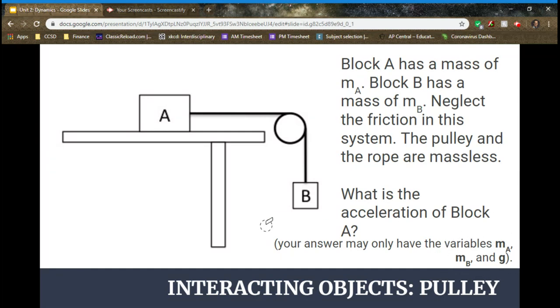That's it. So I want you to pause the video, use those 5 steps, see what answer you can come up with. Here's my hint. B and A are different objects, so there are different force diagrams. Be careful how you set those up. All right, so pause the video, see what you can come up with, and when you're ready, go ahead and resume playing.